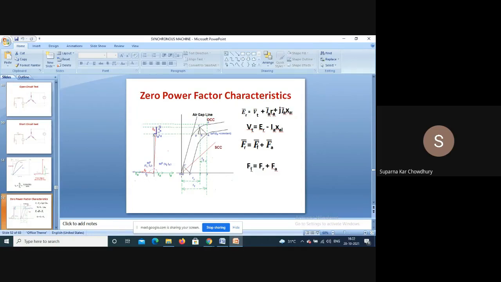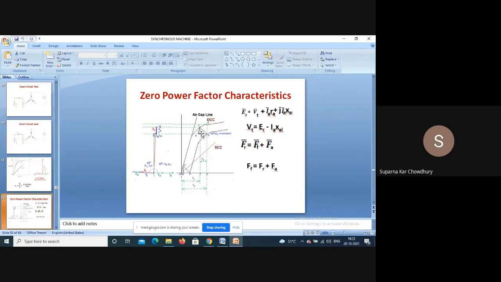Now, actually, this is the relationship. That is, the vector relationship is that the resultant is FF plus FA. But under this condition, when FF and FA are 180 degrees opposite, this becomes a scalar equation: FF is equal to FR plus FA. So approximately we get FF from here. So corresponding to FF from the OCC, we can get the open circuit voltage EF.